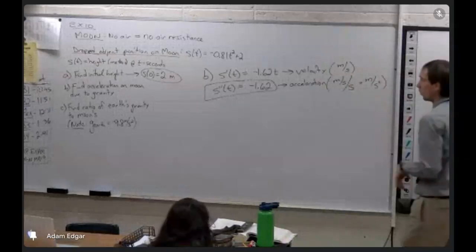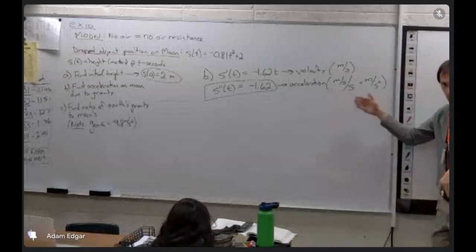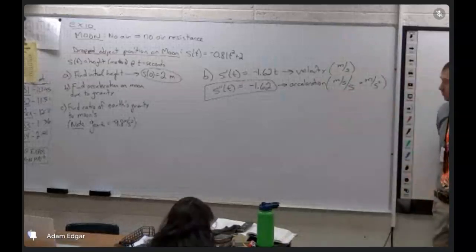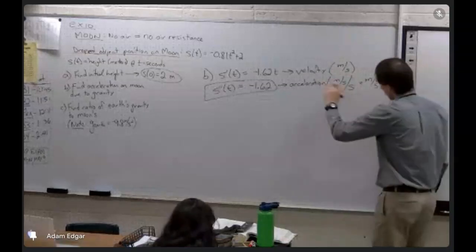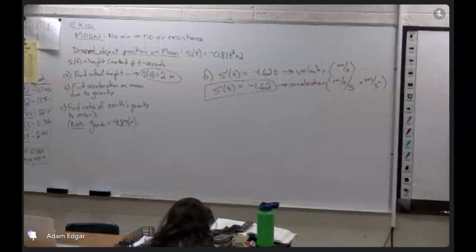If you wanted to do the next derivative, that would be meters per second per second per second, which we probably just call meters per second cubed. But we don't care about that. We just stop at acceleration, meters per second squared. That's the units. So next we want to compare, well, how is that different from the Earth?